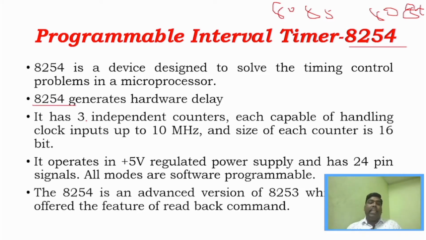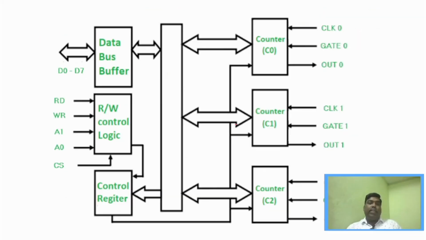And as I said, it has 3 independent counters and handles clock inputs of 10 megahertz, and each of the counters has 16 bits, right? And this IC is a 24-pin IC. We will see all those things. And when it comes to 8254, we can say that it is the advanced version of 8253, whereas in 8254 we have this read-back command feature, which is not available in 8253. Right, so it is the advanced version of 8253, and this is the block diagram, right?